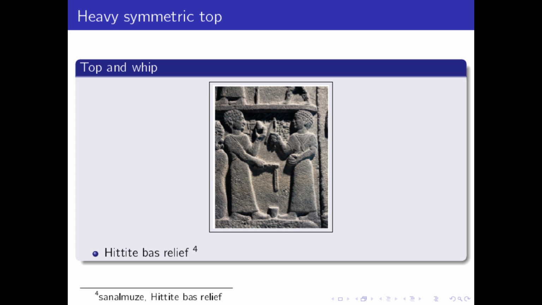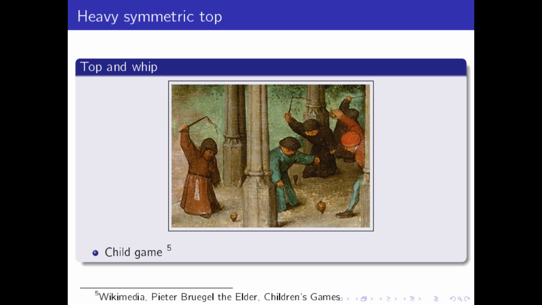This is a Hittite bas-relief showing two men. They are holding top and whips at their hands. There's another top between their feet, and it is shown in the sleeping top position. This is a part of a Renaissance artwork, which is Children's Games by Bruegel the Elder. In this part, children are shown while playing with tops by using whips. They use whips to give the lost angular momentum to the top to rotate it more.